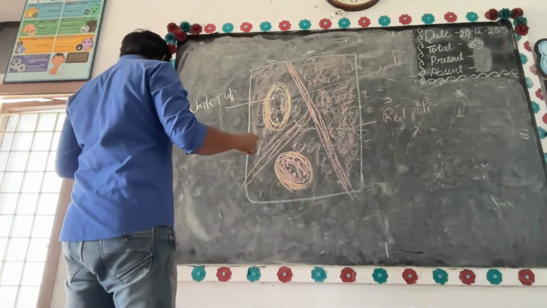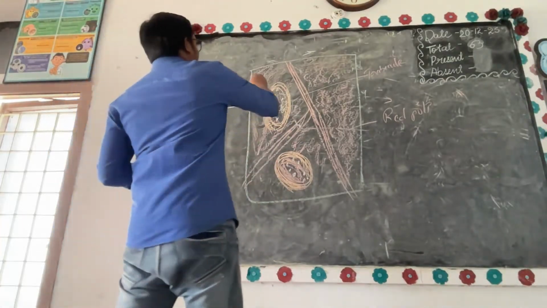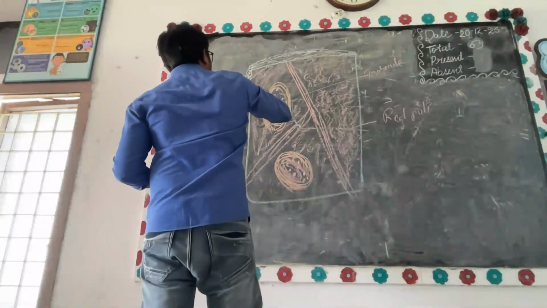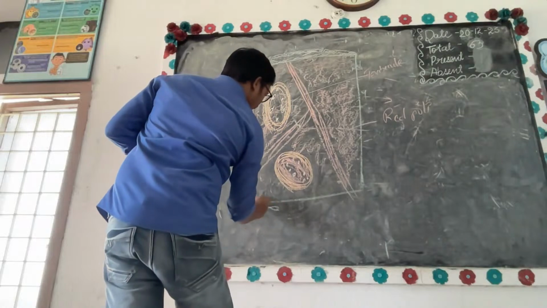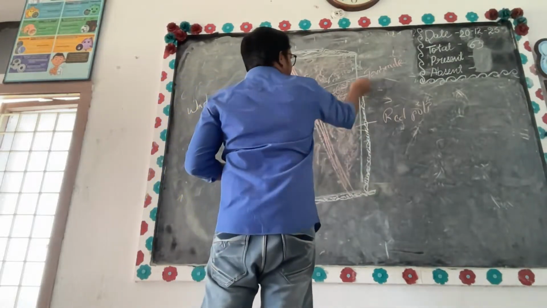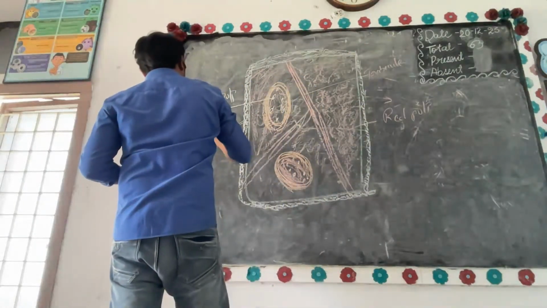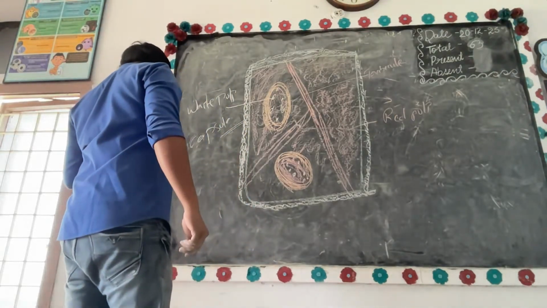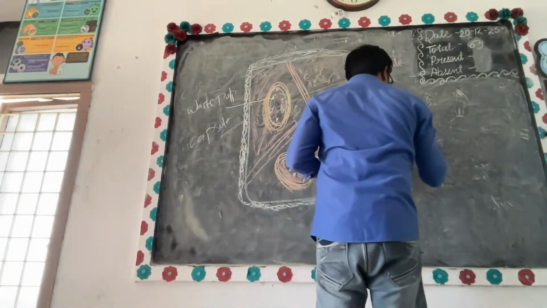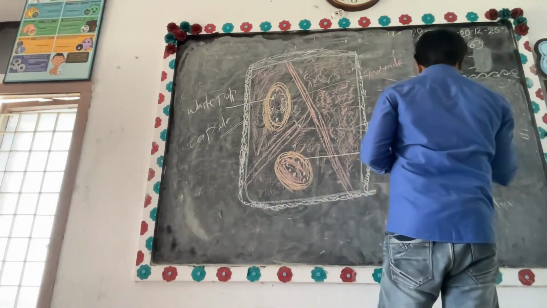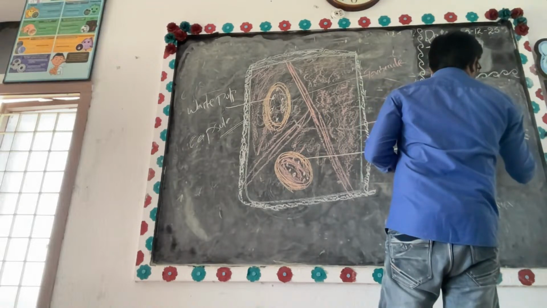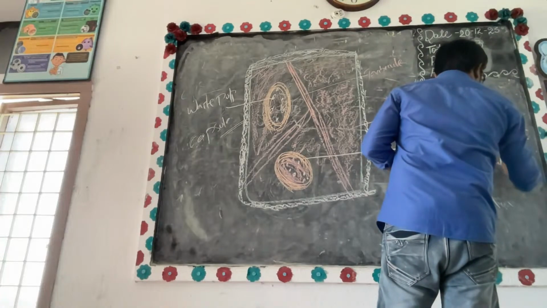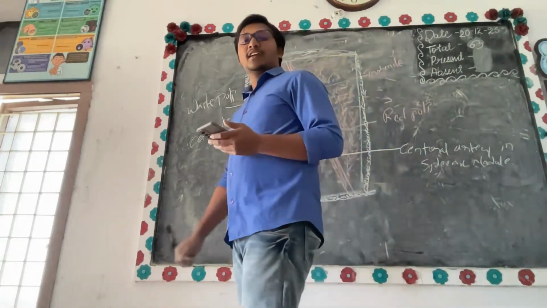So you have a red pulp, you have a white pulp, you have trabeculae, and the structure which is supporting the spleen is the capsule. This is the capsule. And this is the central artery in splenic nodule.